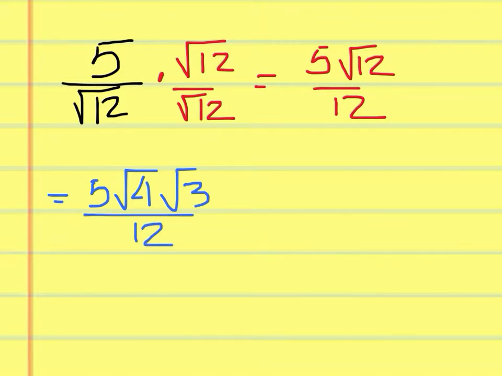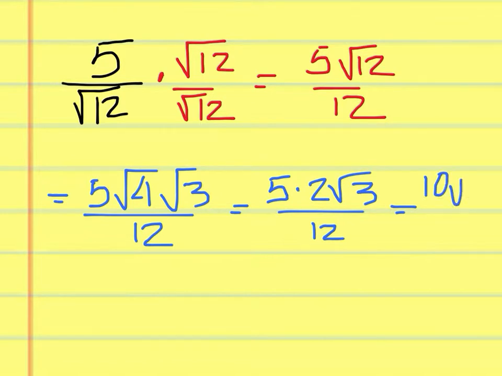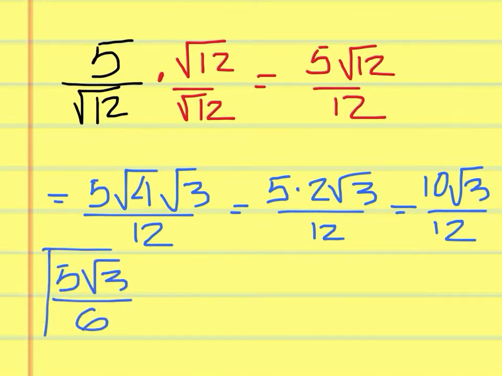The perfect square of 4 will go into 12. So the square root of 4 is 2. And then you multiply it to get 5 times 2 is 10. But you're not finished yet, because you have 10 over 12. That fraction can be reduced. 5 won't go into 10 and 12, both of them, but 2 will go into both numbers. So if you divide by 2, you get 5 square root of 3 over 6. And that is completely simplified.